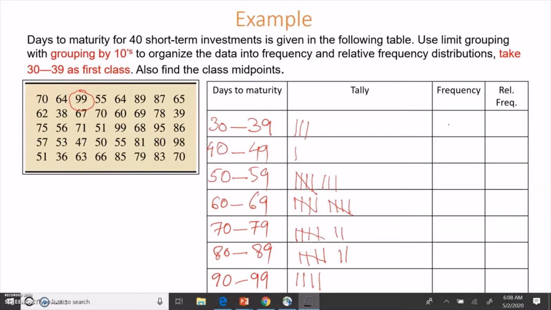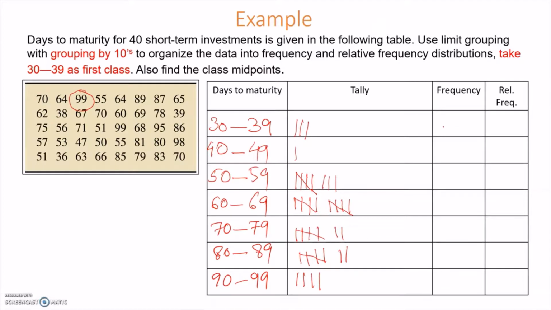Frequency means how many times a value is appearing in our data. This is 3. 3 is here. It's a 1. It's 8. We have a 10. We have a 7. We have a 7. And we have a 4. If you add all these values, the total comes out to be 40, and it has to be 40. If this was not 40, then I would have been in a difficult situation.